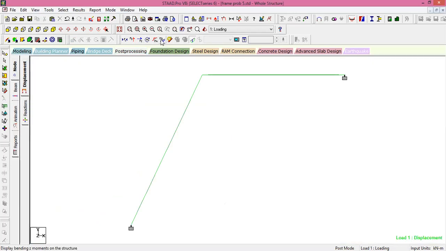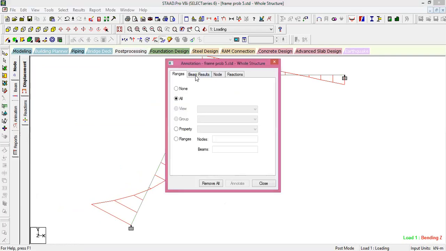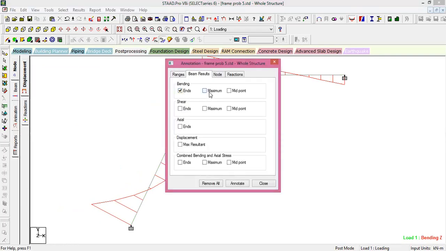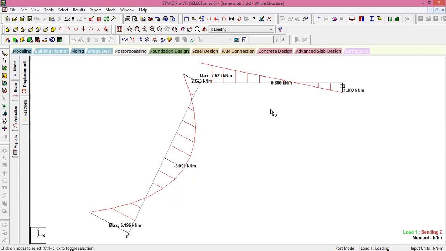As usual, you can go to post processing to get the values. Go to results, view value, bending moment. I want at the ends and the maximum as well as at the midpoint. Shear also you can choose straight away. If you want the axial, you can choose. If you want displacement values, you can choose. And combined axial bending and axial stresses also you can choose. Annotate. Close. So these are the bending moment values.